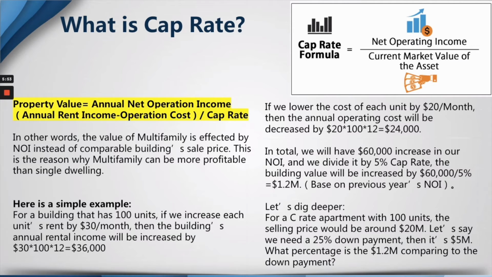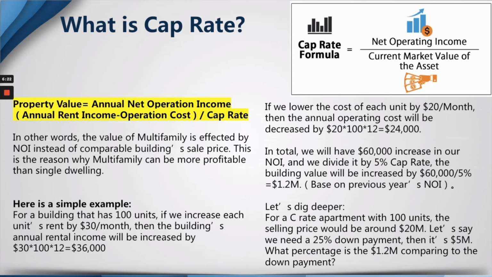At the same time, if we lower the cost of each unit by $20 per month, then the annual operating cost will be decreased by 20 times 100 times 12, which is 24,000, right? You add these together, you get a 60,000 increase in your annual NOI, correct? Then, assuming the cap rate is 5%, you use this 60,000 divided by 5%, what do you get? You get 1.2 million. What does it mean?